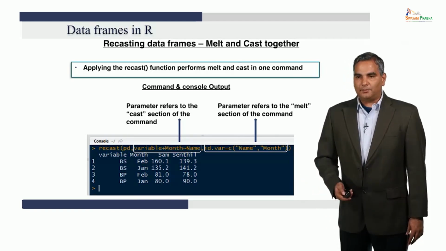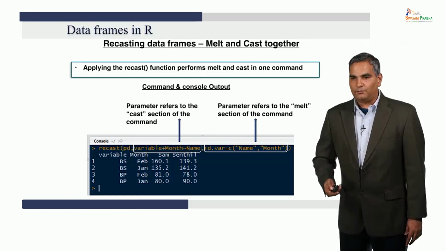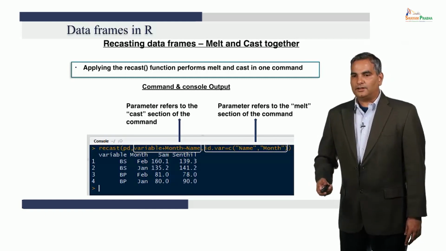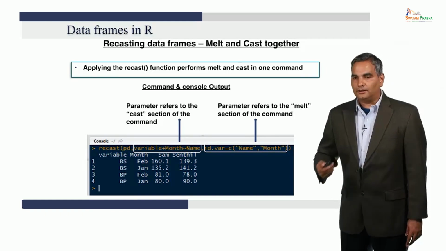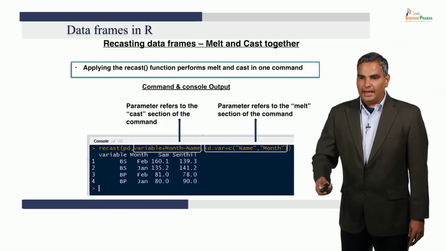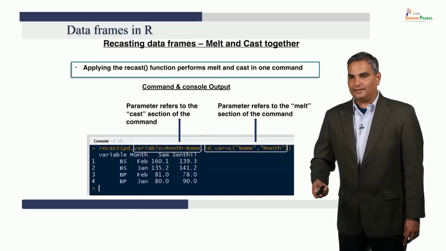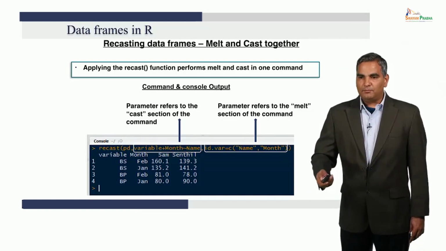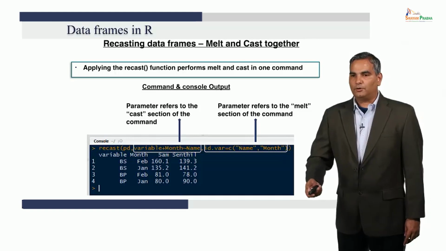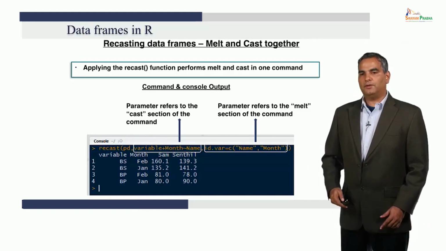These are the two identification variables. And in the cast command, we had to tell the program what are the new variables that come out of the casting. So here again, name was Sam and Sendil. These are two new variables we want as casting. So we say tilde name. So you see that Sam and Sendil come out. So this is one command which does both melt and cast.